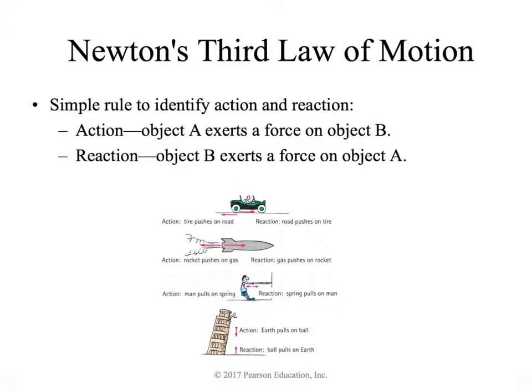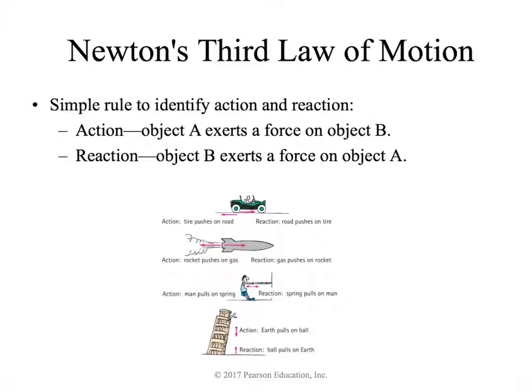So in this figure, you can see some applications of this idea. If an object A exerts a force on object B, there's going to be a reaction force that object B exerts on object A. And here in this figure, you can see some different action and reaction pairs. The tire of a car pushes on the road. The reaction would be that the road pushes on the tire. A rocket pushes on gas. The reaction is that the gas pushes on the rocket. A man pulls on a spring. The spring pulls on the man.